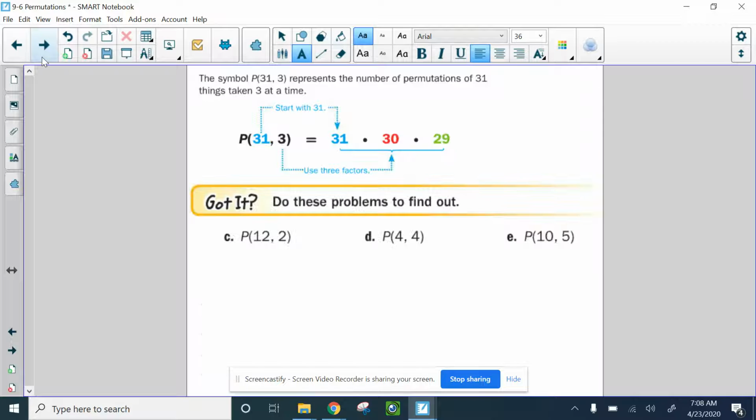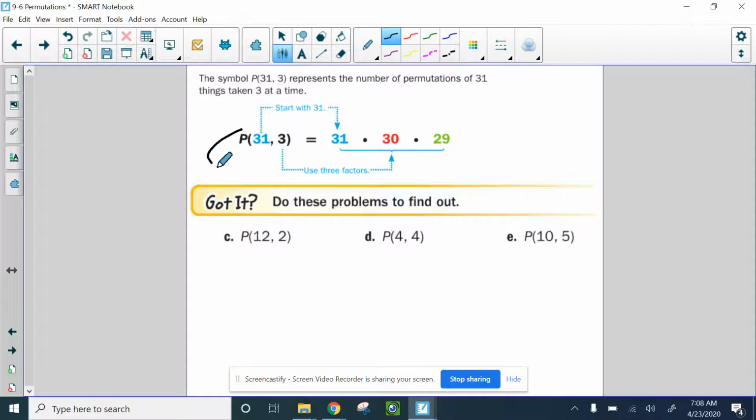Let's practice a couple more. So sometimes you're not going to have a word problem, and sometimes you're going to see some notation that looks like this. Okay, so what this means is I want to find, this time the P stands for permutation and not probability like we've seen earlier. I'm going to know that it means permutation because I'm going to have 2 numbers that look like an ordered pair inside the parentheses. The 31 is going to tell me what number I start with.